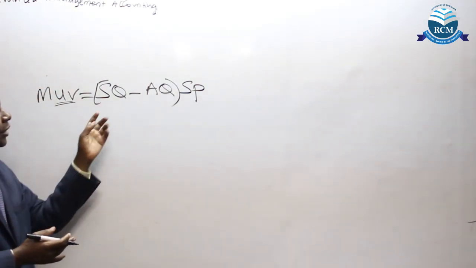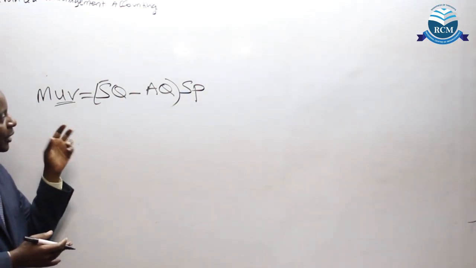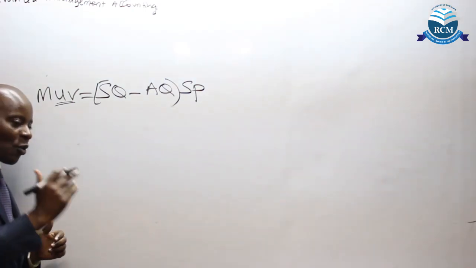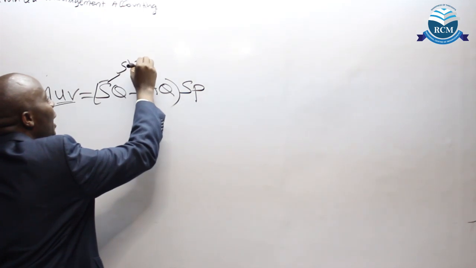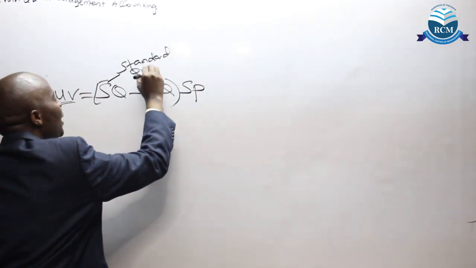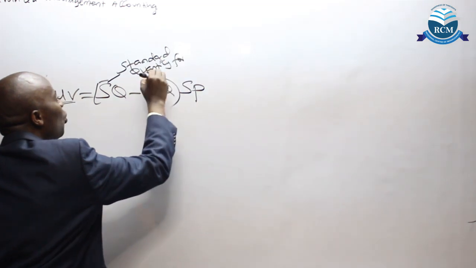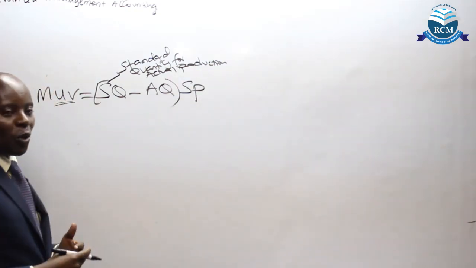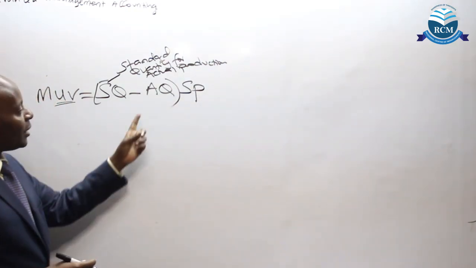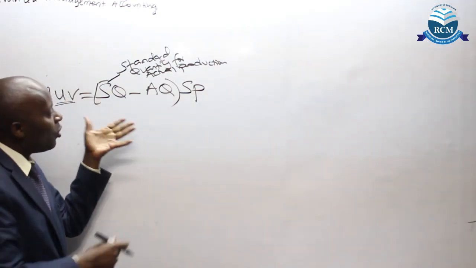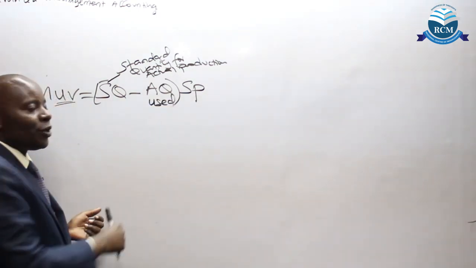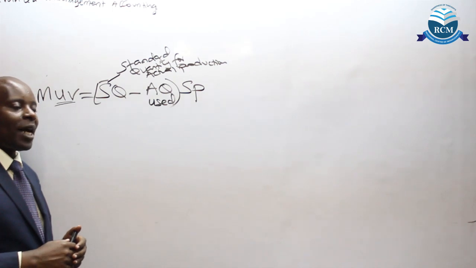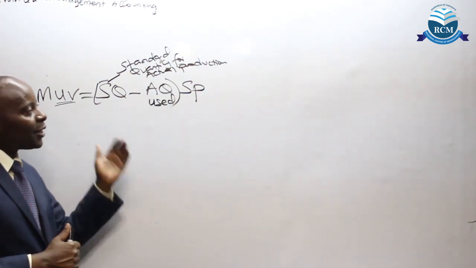Now the other thing that you're supposed to know is that this capital SQ stands for something very important. It stands for standard quantity for actual production. And then this AQ is the actual quantity of materials that were used. AQ stands for actual quantity of materials that were used. And then we have our standard price per kilogram.